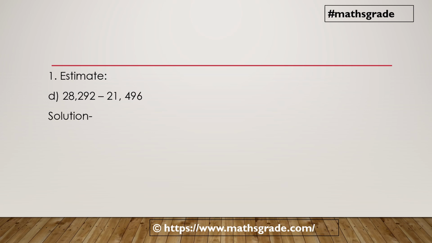Now question number 4th bit D. Estimate 28,292 minus 21,496. First we round off these numbers, 28,292 and 21,496, to the nearest 10,000 place. So 28 in 28,292.